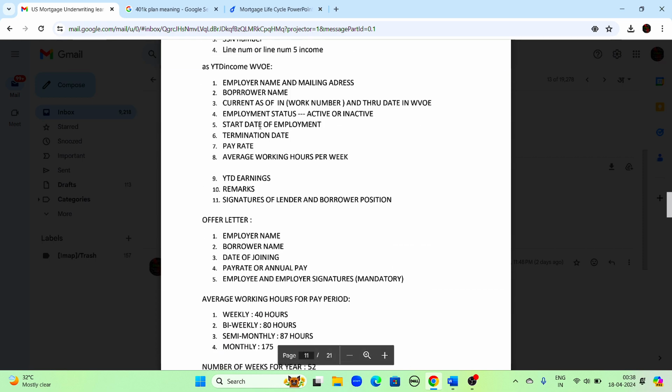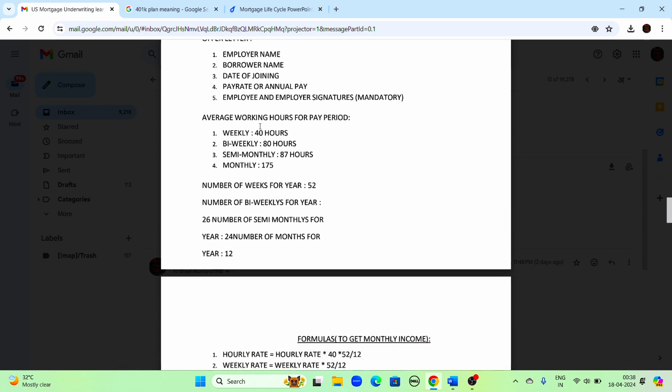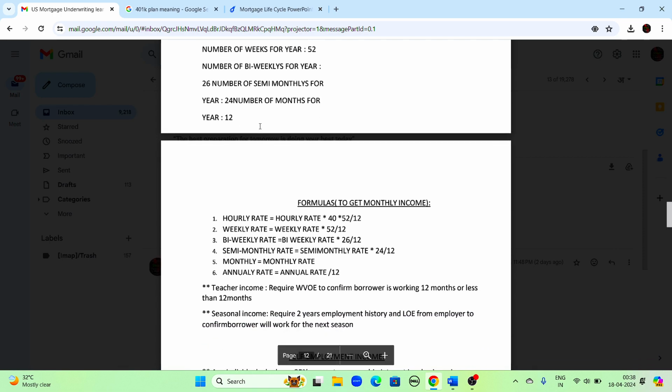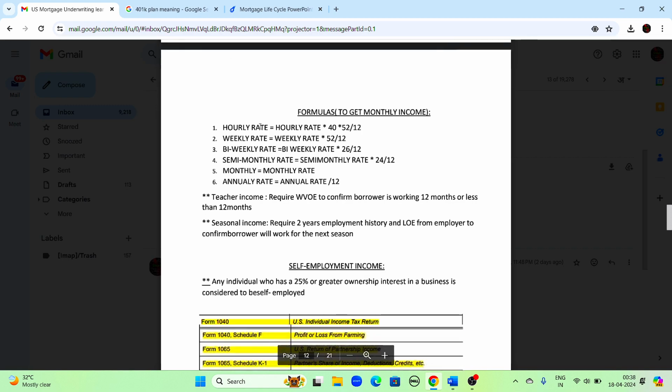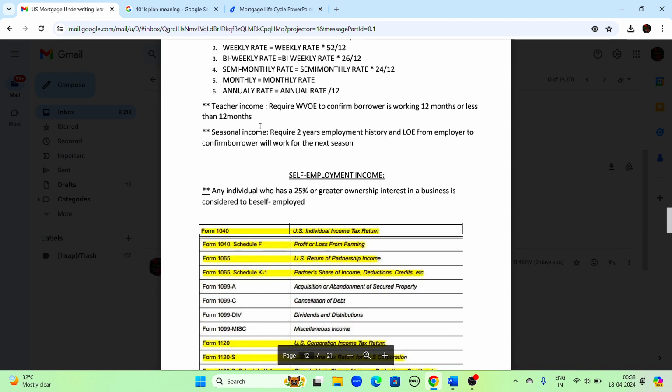All about core information on the underwriting. If you need this PDF, do let me know. I'll share it across so that you will get the information.